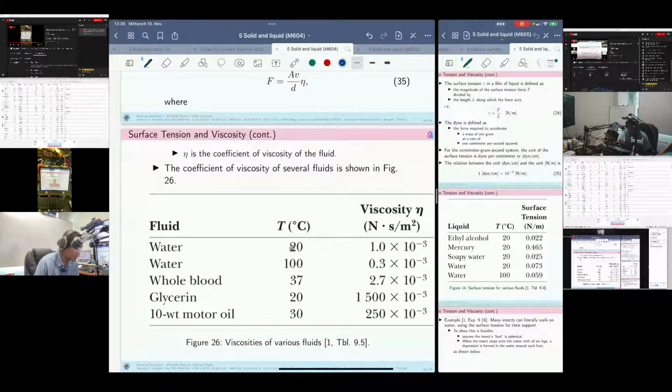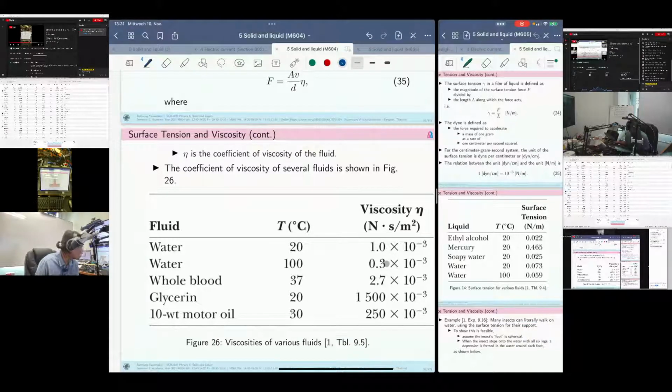And the same here. If you have water at 20 degrees, you would have 1 times 10 to the negative 3, 1 by 1000. And if you make the water hot, like 100 degrees Celsius, you would have 0.3 times 10 to the negative 3. You can see this 0.3 is less than 1.0. When you increase the temperature of water from 20 to 100, you would have less viscosity and surface tension too. And do you know the reason behind it?